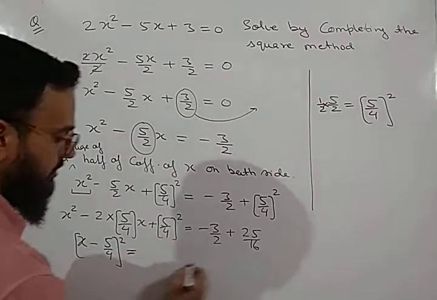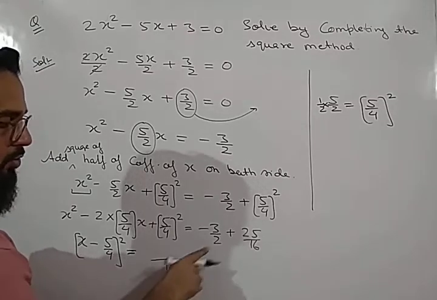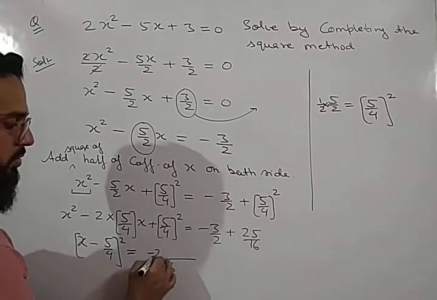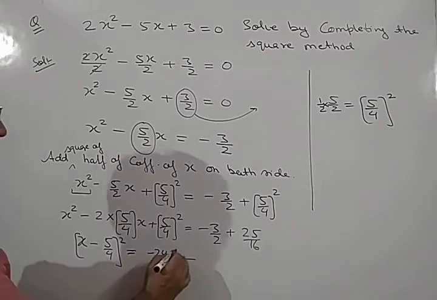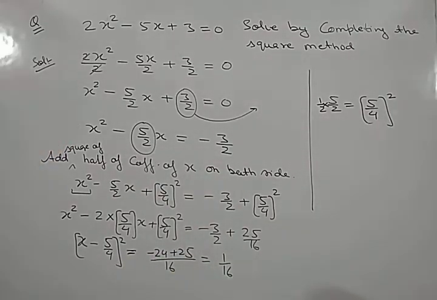If we take LCM, we will get 16 as LCM here. So it will be 2 8s are 16, 8 3s are 24, minus 24, and plus 25, which will be equal to 1 by 16.